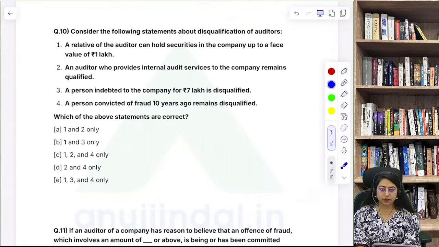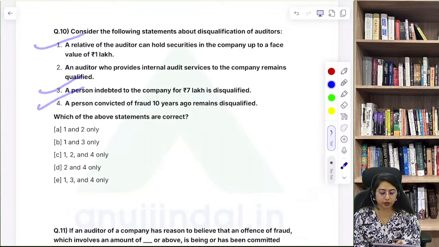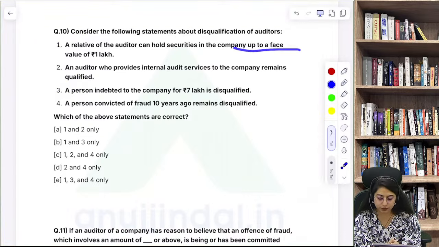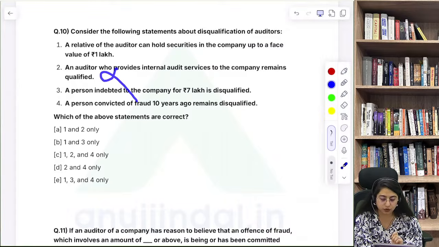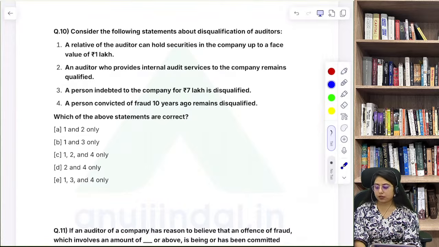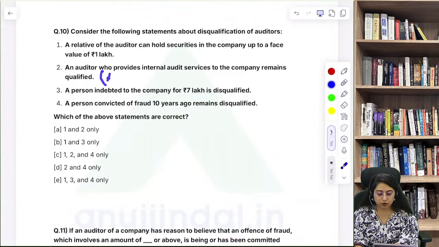So the correct answer for question number 10 is option number E. Statements 1, 3, and 4 are correct. A relative auditor can hold securities in the company up to a face value of 1 lakh. Correct. An auditor who provides internal audit services to the company remains qualified. It's absolutely wrong because providing internal audit services is prohibited for an auditor, and that is a feature for the disqualification. Internal audit is a prohibited service under section 144.